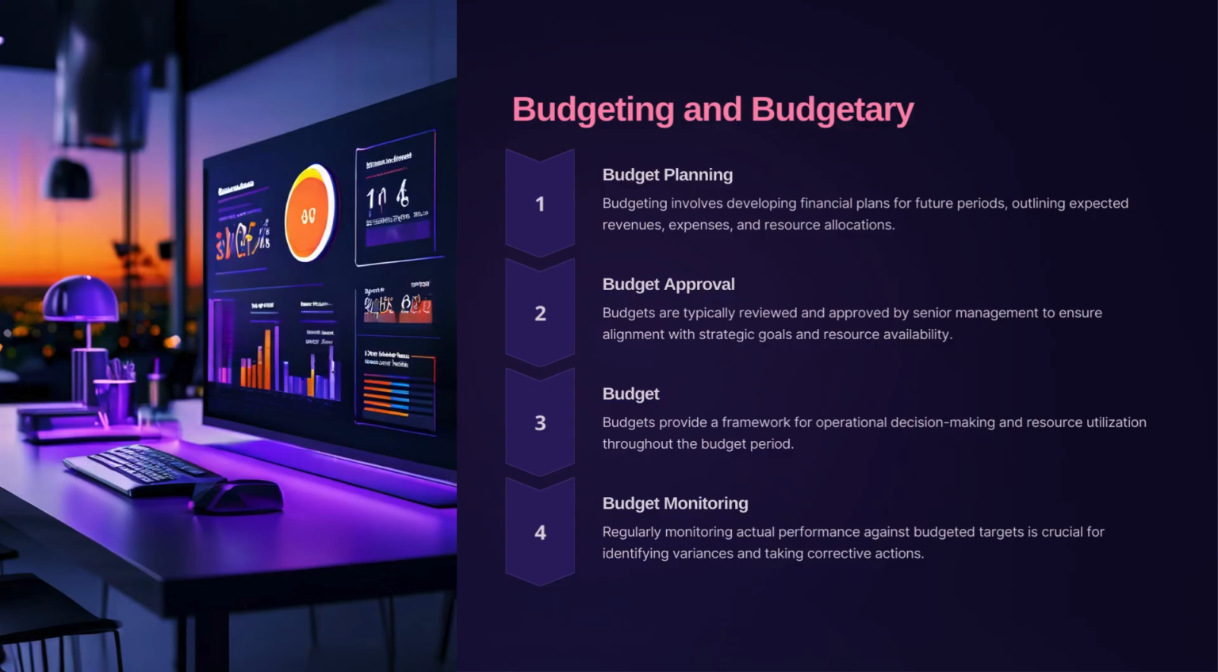Budget planning. Budgeting involves developing financial plans for future periods, outlining expected revenues, expenses, and resource allocations. Budget approval. Budgets are typically reviewed and approved by senior management to ensure alignment with strategic goals and resource availability. Budget implementation. Budgets provide a framework for operational decision-making and resource utilization throughout the budget period. Budget monitoring. Regularly monitoring actual performance against budgeted targets is crucial for identifying variances and taking corrective actions.